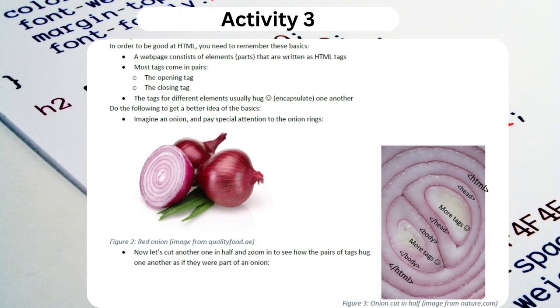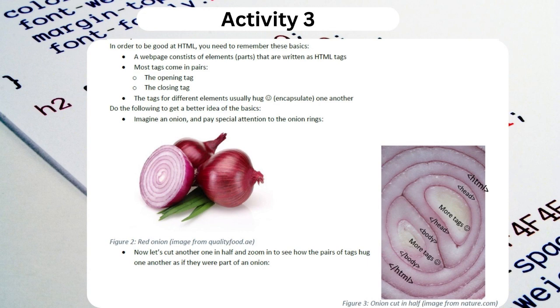Activity 3. In order to be good at HTML, you need to remember these basics. A web page consists of elements, parts, that are written as HTML tags. Most tags come in pairs: the opening tag and the closing tag. The tags for different elements usually hug, or encapsulate, one another. Do the following to get a better idea of the basics. Imagine an onion and pay special attention to the onion rings. Figure 2, red onion, image from Quality Food, AE.